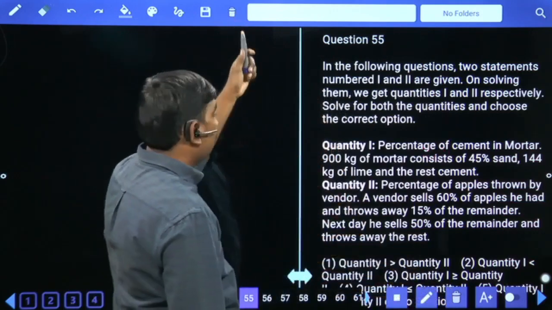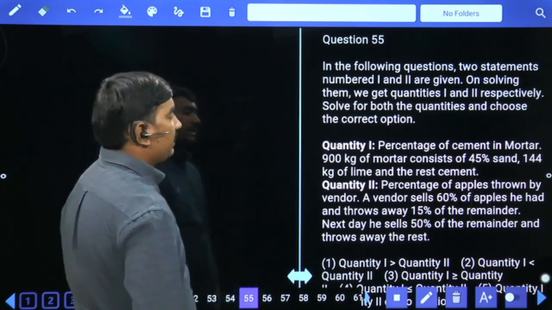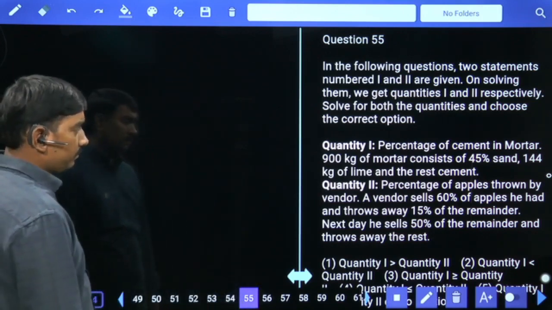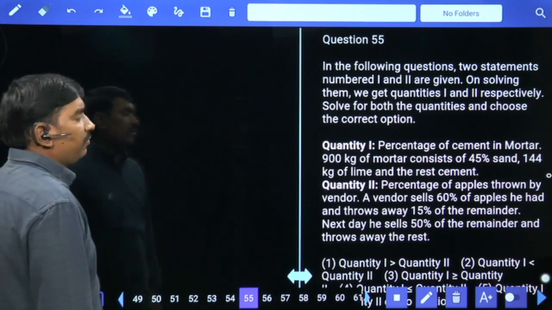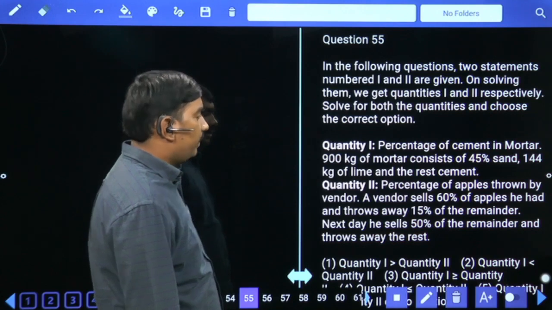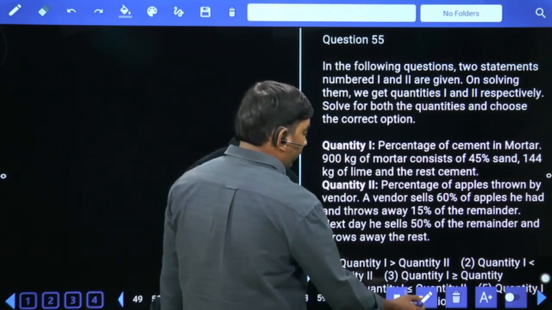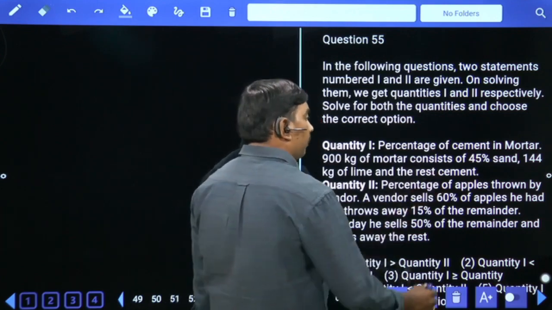Next. Quantity 1, quantity 2 comparisons. Percentage of cement in mortar. 900 kg of mortar consists of 45% sand, 144 kg of lime, and the rest is cement. So we need to calculate the percentage of cement.